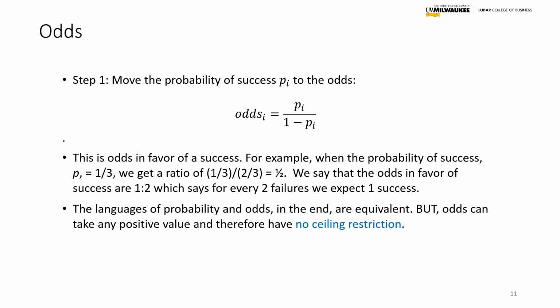Now, the languages of probability and odds are equivalent. If I tell you 1/3 probability, or I tell you the odds are 1 to 2, well, 1 to 2 is 1 success for every 2 failures. Well, think about that. 1 success, 2 failures, that's 3 outcomes, 1 of the 3 being a success. Indeed, that's 1/3 again. Now, odds can take on any positive value. So there's no ceiling restriction, but it cannot be negative. So there is a floor to it.